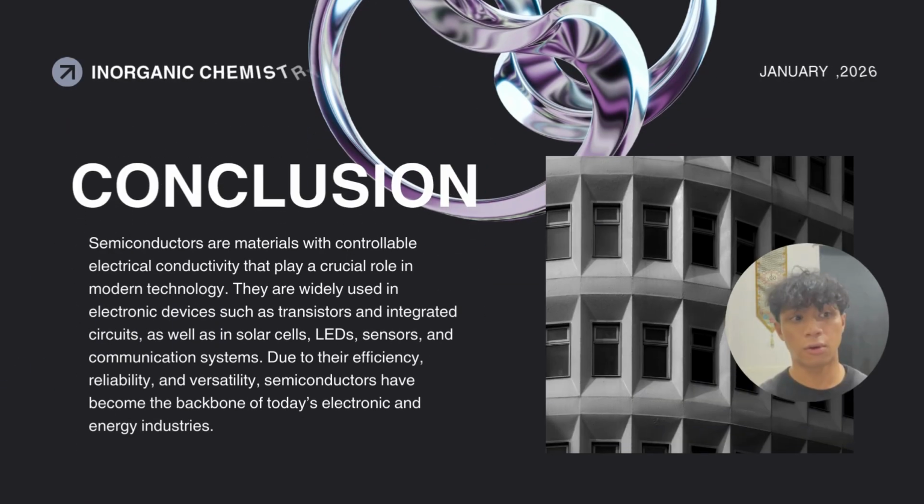So for the conclusion, semiconductors are materials with controllable electrical conductivity. They play a crucial role in modern technology. They are widely used in electronic devices such as transistors and integrated circuits, as well as in solar cells, LEDs, sensors, and communication systems. Due to their efficiency, reliability, and versatility, semiconductors have become a backbone of today's electronic and energy industries.